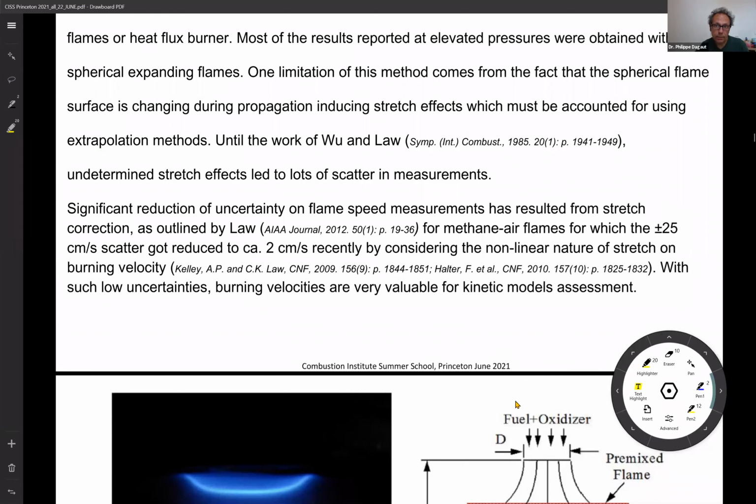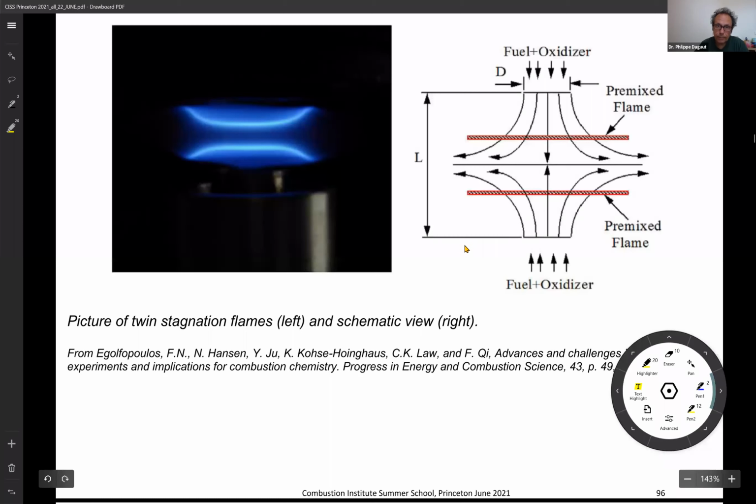The other technique that is presented here is a twin stagnation flame, where you send fuel and oxidizer on both sides of the burner, and you will get these nice flames here with quite a large section which is flat. And so this is another technique that can be used.